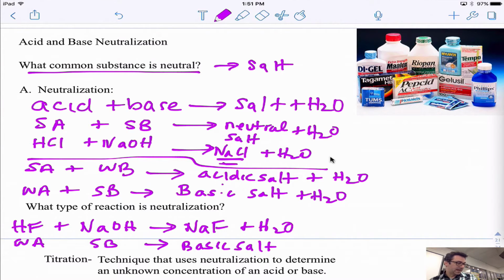Now what type of reactions are neutralizations? They all fall under the same category of a double replacement.